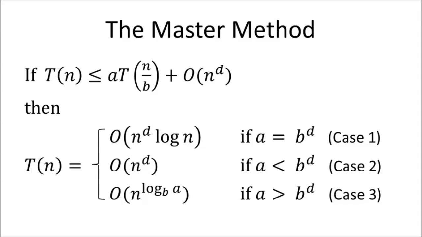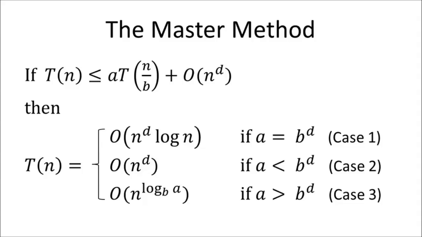A refers to the number of recursive calls, or the number of subproblems that get solved. B is the factor by which the subproblem size is smaller than the original problem size. And D is the exponent in the running time of the work done outside of the recursive calls. So the recurrence has the form T of n, the running time on an input of size n, is no more than A, the number of subproblems, times the time required to solve each subproblem, which is T of n over B, because the input size of a subproblem is n over B, plus O of n to the D, the work outside of the recursive calls.